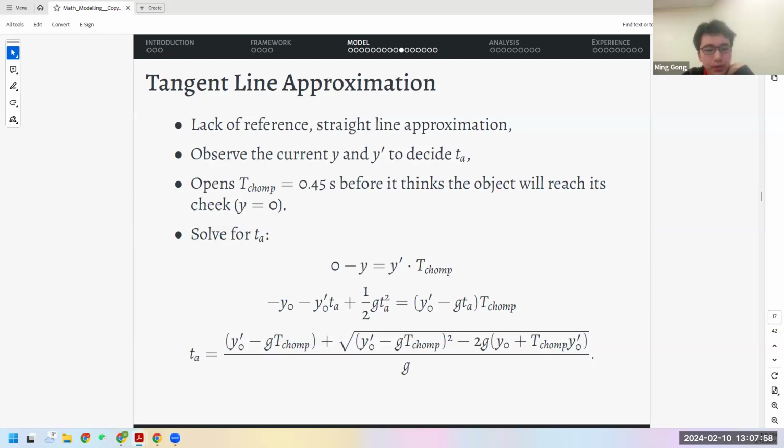And when Fritz opens his mouth, line of sight of the object is blocked, so he tends to assume the object continues in a straight line. And Fritz determines TA, we assume, based on the tangent line approximation of the current position and velocity, which can be derived from this equation.